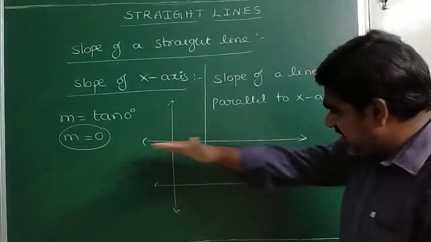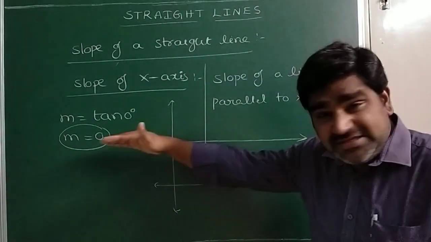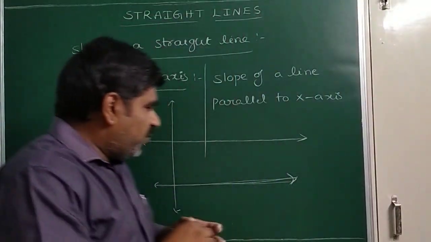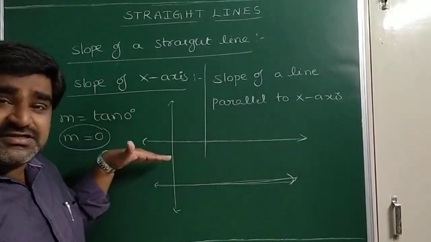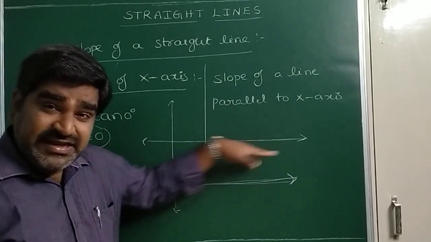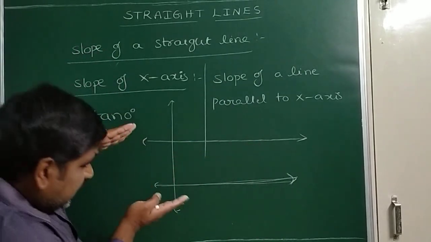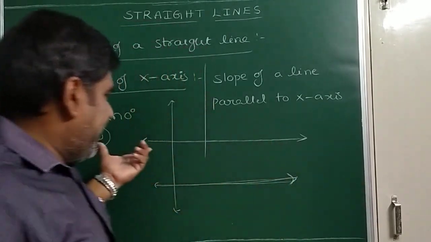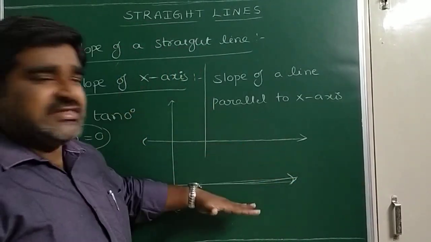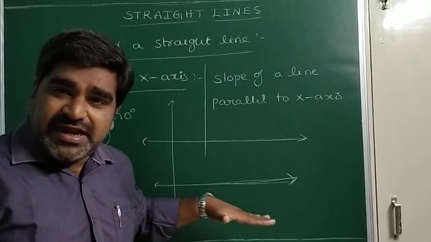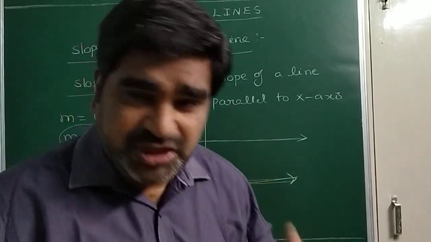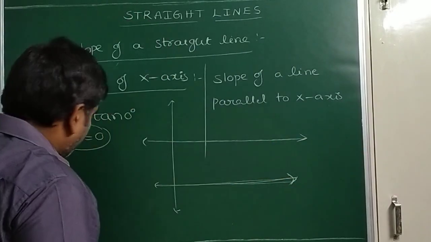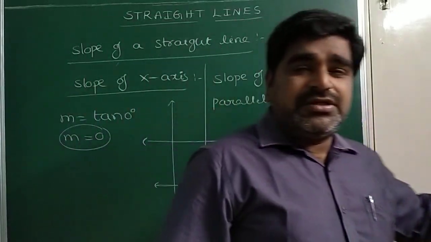Now can you please tell me the angle made by this line with the positive direction of x-axis? What is the inclination of this straight line? Is there any angle? No, because this line is parallel to x-axis. That means this line makes an angle 0 degrees with x-axis. Therefore, the inclination of this line is also 0 degrees, so the slope of this line is also 0.